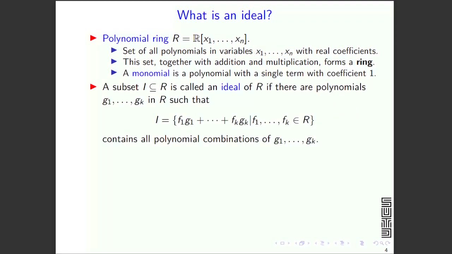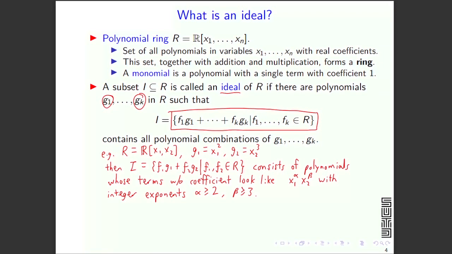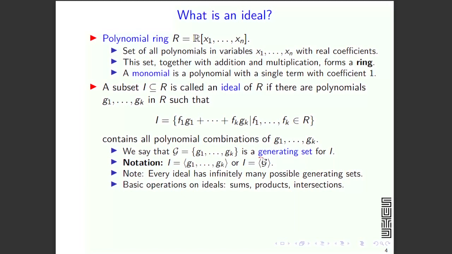A subset of a ring is called an ideal if it has this form, given in terms of some polynomials. For example, suppose our ring has two variables x1, x2, and say g1 is x1 squared and g2 is x2 cubed. Then we can define this ideal I from g1 and g2, consisting of all polynomials whose terms look like this, where the exponent for x1 is at least 2, and the exponent for x2 is at least 3. Intuitively, g1 and g2 are generators of this ideal I. Putting all the gi's together, we get what is called a generating set for our ideal I. So to initialize an ideal, we can specify its generating set.